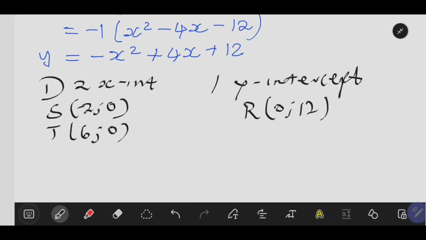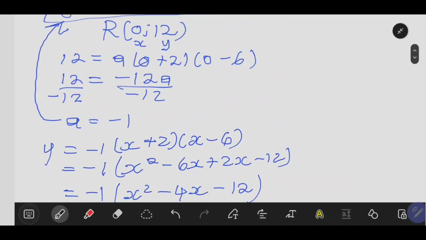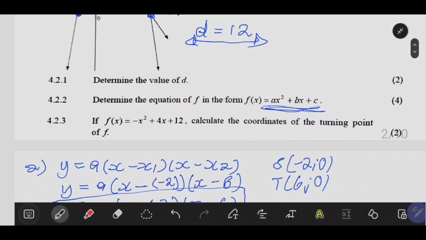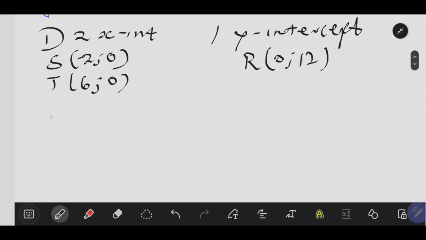If you are given 2 x-intercepts and the y-intercept, or if you are given any 2 x-intercepts and a point on the graph, if you don't want to use this method, you can choose to use, because they said to you, determine the equation in the form ax squared plus bx plus c. You can use the same formula in order to determine the equation. We say y is equals to ax squared plus bx plus c.